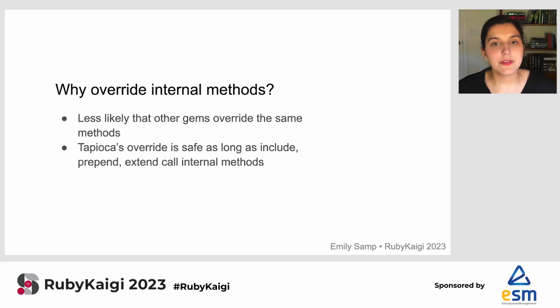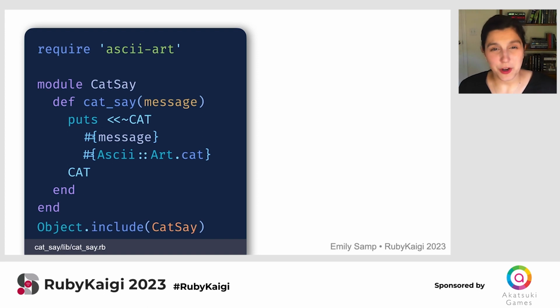And then second, even if other gems override include, prepend, and extend, as long as their implementations ultimately call the internal methods, Tapioca's mixin tracker will still be populated and Tapioca will continue to work. To make this more concrete, let's see how this all plays out when we revisit our example from the Katsay gem.